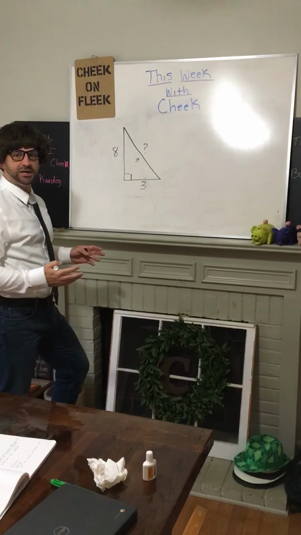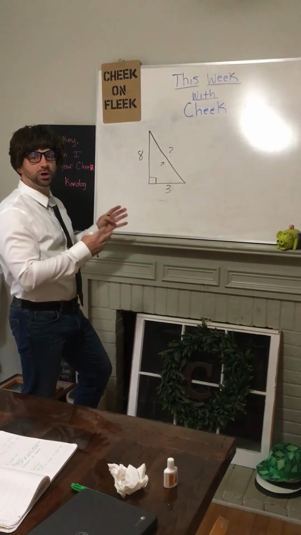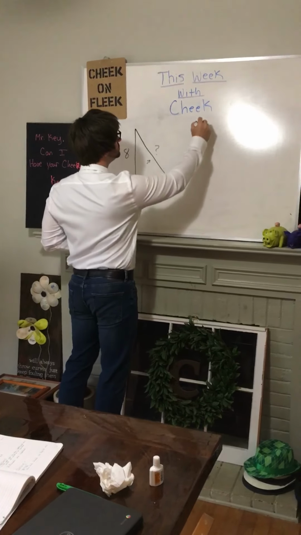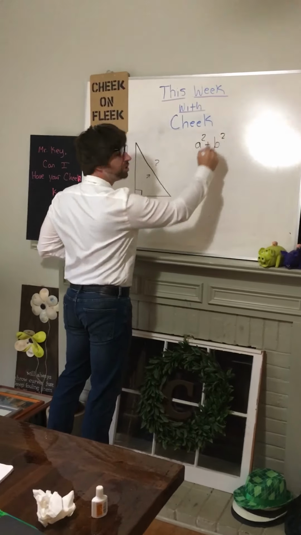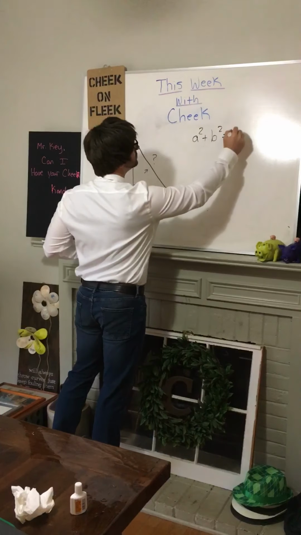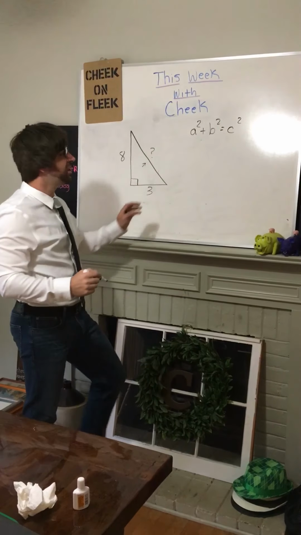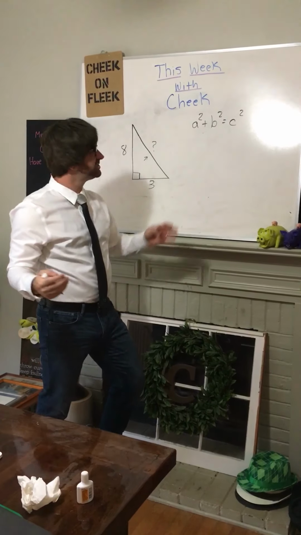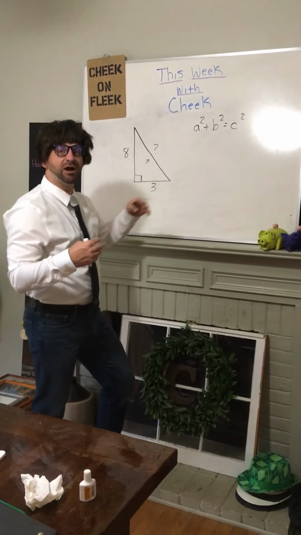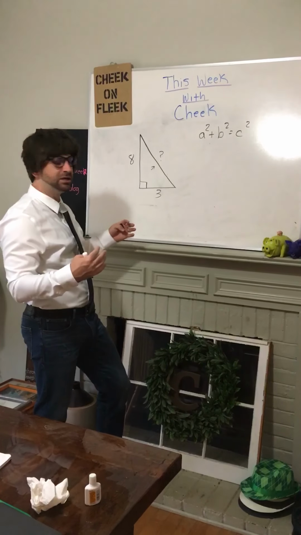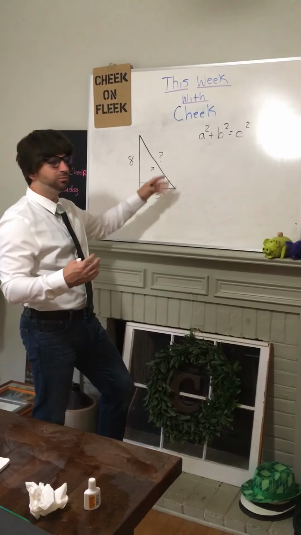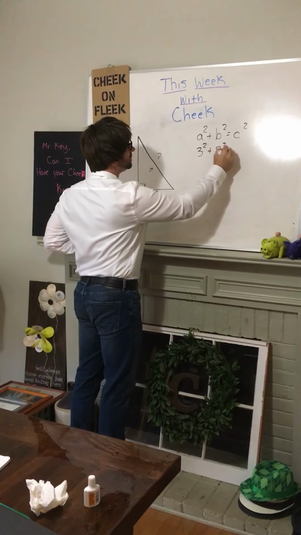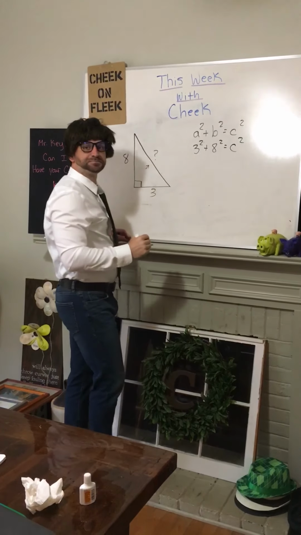So I like to go ahead and write down the formula every time I work a Pythagorean theorem problem. So I'm going to write down a squared plus b squared equals c squared. And remember, a and b are representing our legs, which will always be our two shorter sides. The c is representing our hypotenuse, or our longest side. So I'm going to go ahead and plug in these two numbers. These are our legs. It's going to give me 3 squared plus 8 squared equals c squared.